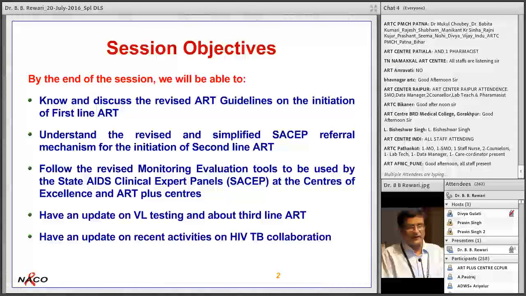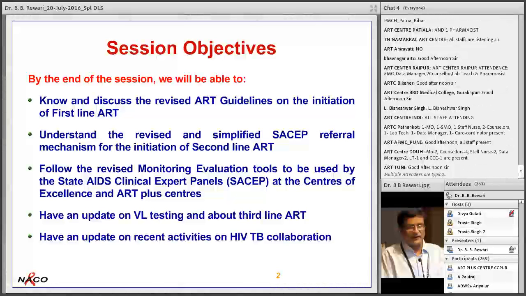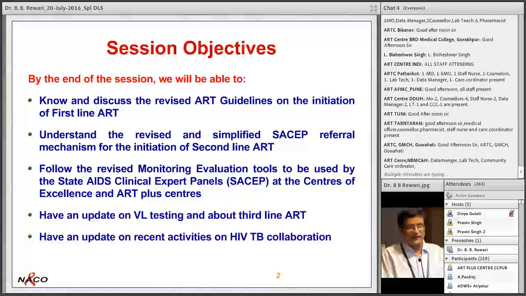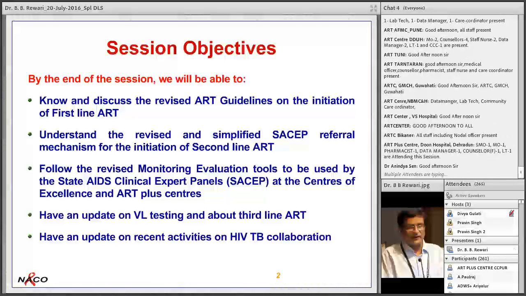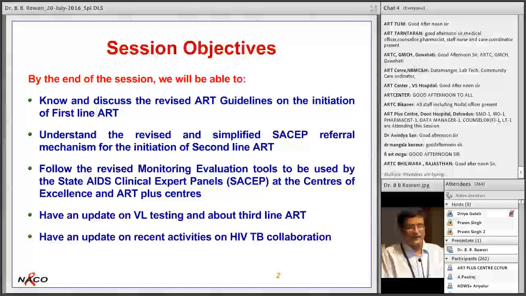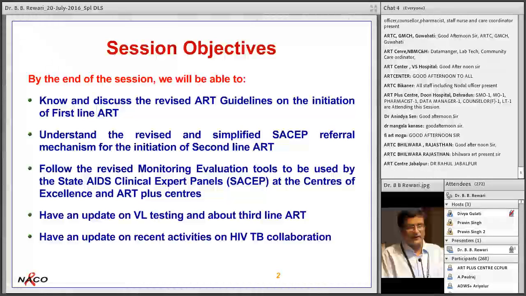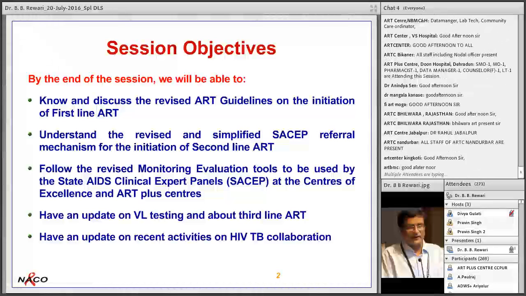I will also brief you on viral load testing and third line ART, and give you some recent updates on HIV collaboration that has been happening now. These are some of the very important changes in the program which will be useful to the PLHIV in improving the quality of care, improving their life, and reducing their morbidities and also the comorbidities.